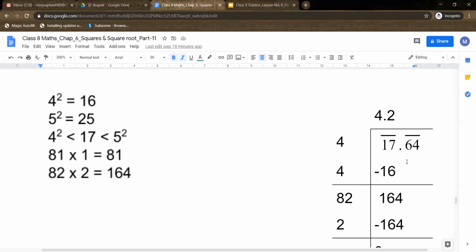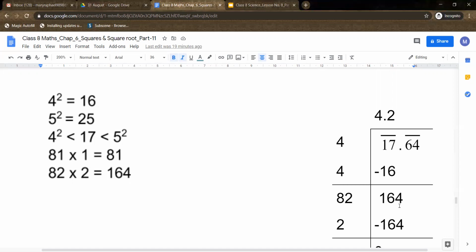Now what is the next step? We have to bring the next pair down. But before that, there is a decimal in the dividend, so put a decimal in the quotient. After that, bring the next pair of digits down. So already we have the remainder 1, and the next pair 64 is brought down. The next dividend becomes 164.